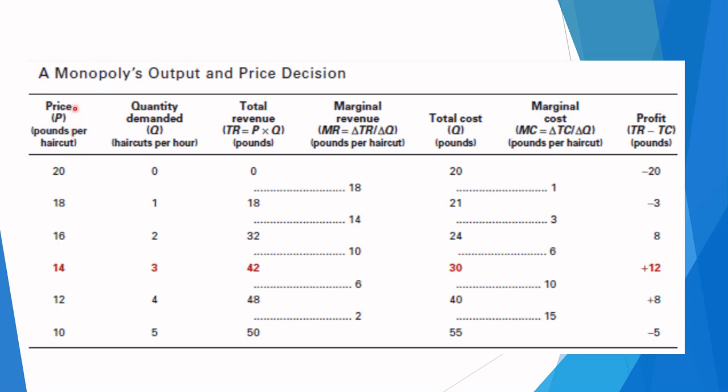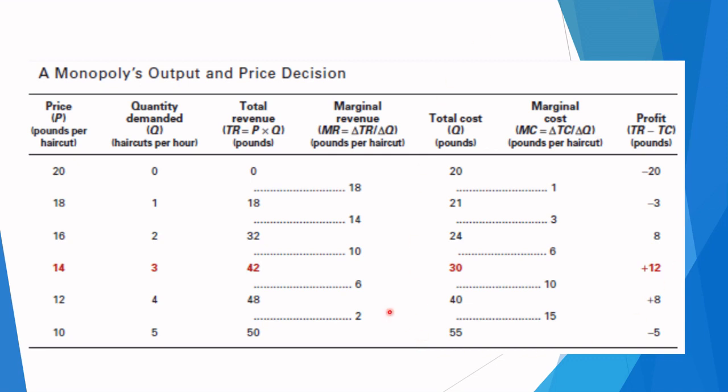You have the price per haircut given in the first column. You have the corresponding quantity demanded in this column. This is your total revenue. Total revenue is price multiplied by the quantity of output sold. And this is your marginal revenue. Marginal revenue is the difference in total revenue when your output increases by one unit. This part of the table we have already covered two lectures back.